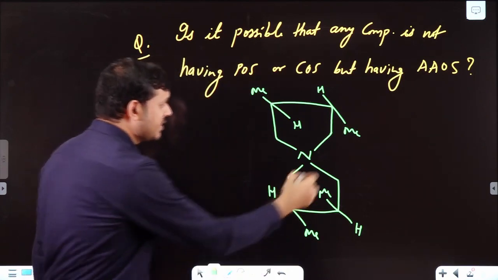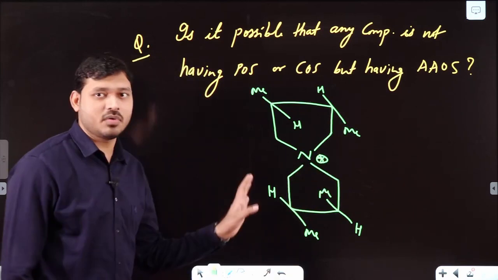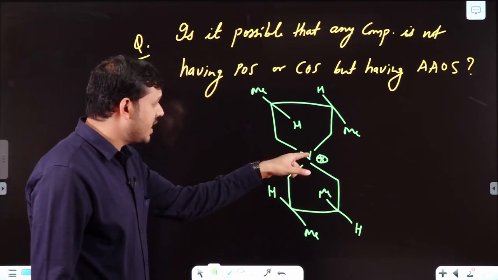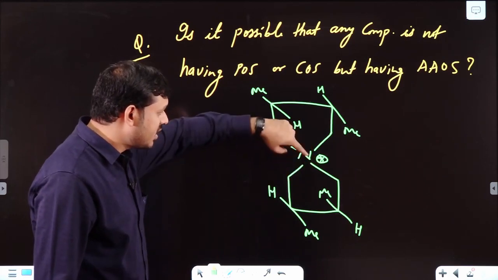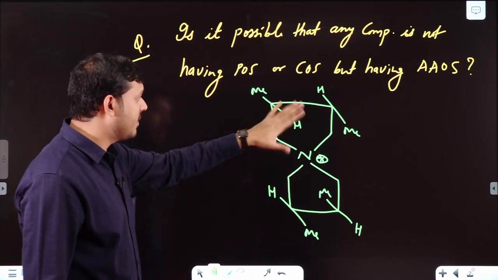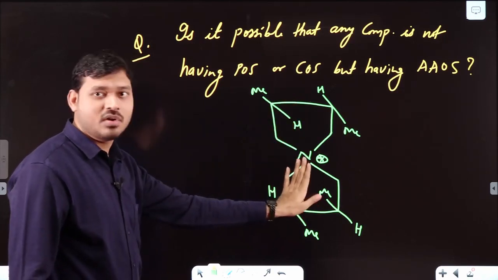Just look at this compound, a very famous, popular compound. In this compound, this nitrogen is sp3 with a plus charge, so if this ring is in the plane itself, this part and this part, then definitely this is perpendicular. This is perpendicular and this is planar.